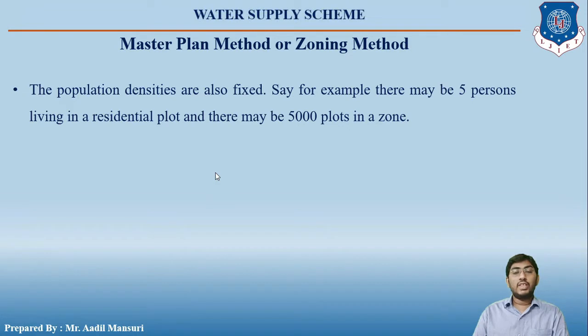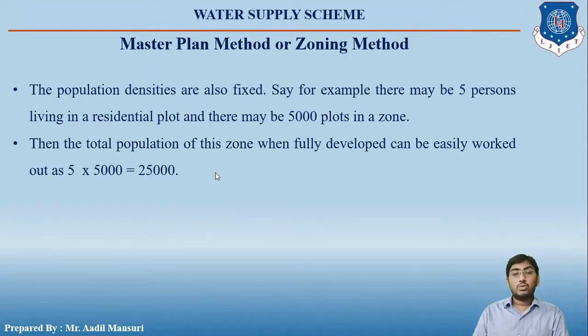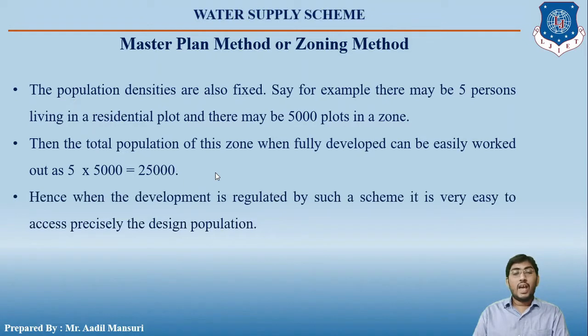The population densities are also fixed. Say, for example, there may be 5 persons living in a residential plot and there are 5,000 such plots in one particular zone. So the total population of that particular zone will be 5 into 5,000, that is 25,000. Hence, when the development is regulated by such a scheme, it is very easy to assess precisely the design population. Clear?